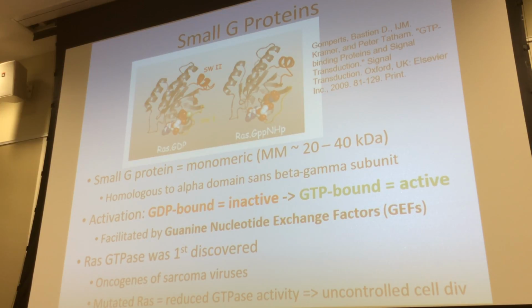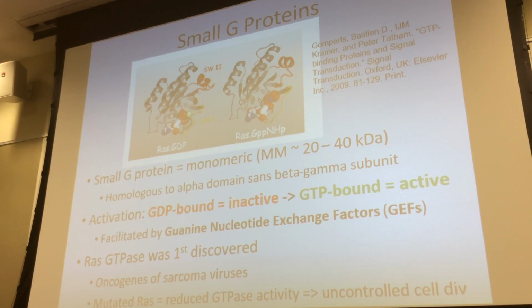So because they don't have the regulatory portion of the heterotrimeric alpha subunit, they're generally smaller. So they're about 20,000 molecular weight. And they don't have the beta gamma subunit. And they never will because they don't have the ability to interact with it. So when GDP is bound, it's inactive, just like our heterotrimeric G protein.